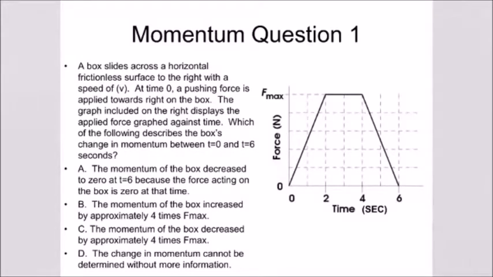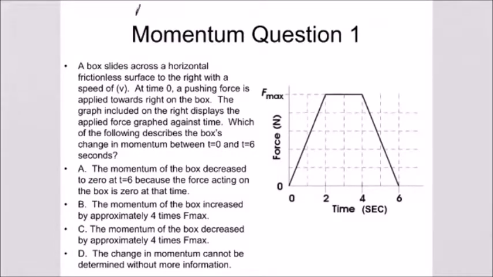Now we're going to work some momentum practice problems. Practice problem 1: we have a box sliding across a horizontal frictionless surface to the right with a speed of positive v. At time 0, a pushing force is applied toward the right on the box. The graph on the right displays the applied force graphed against time. Which of the following describes the box's change in momentum between t equals 0 and t equals 6?